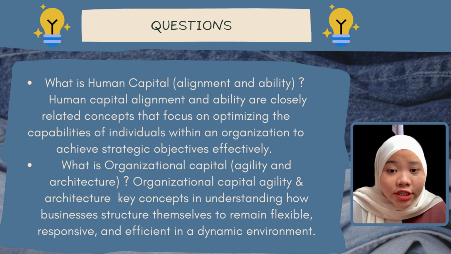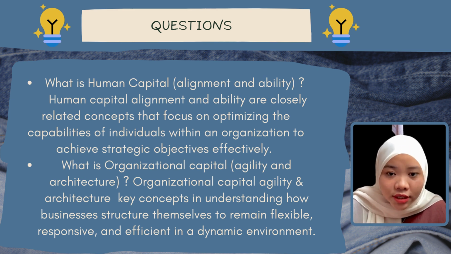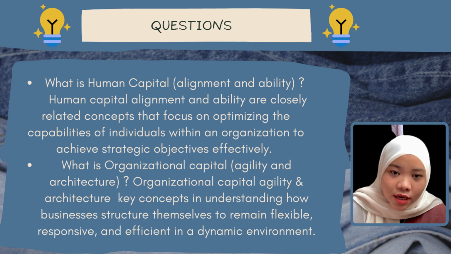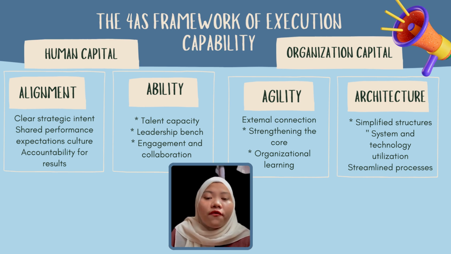And what is organizational capital, agility and architecture? Organizational capital, agility and architecture are key concepts in understanding how businesses structure themselves to remain flexible, responsive and efficient in a dynamic environment. The 4S framework for execution capabilities. In human capital, element: clear strategic intention, performance expectation, culture, accountability for results. Ability: talent capacity, leadership bench, engagement and collaboration.